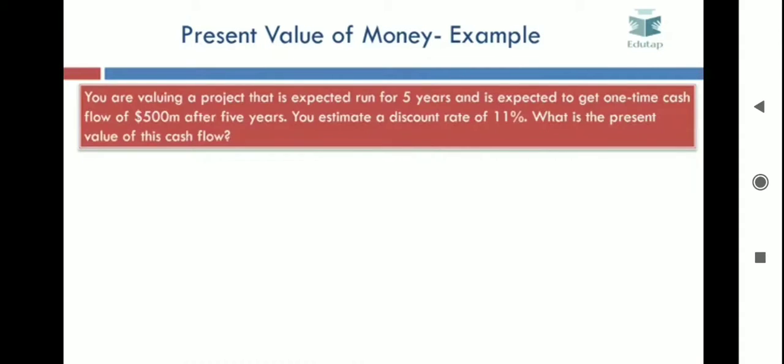Let's try to understand the present value of money using an example. You are valuing a project that is expected to run for 5 years and is expected to give you a one-time cash flow of $500 million after 5 years. Right. So basically the project is expected to run for 5 years, and after 5 years it is expected that the project will give you back $500 million. You estimate a discount rate of 11%. What is the present value of the cash flow?